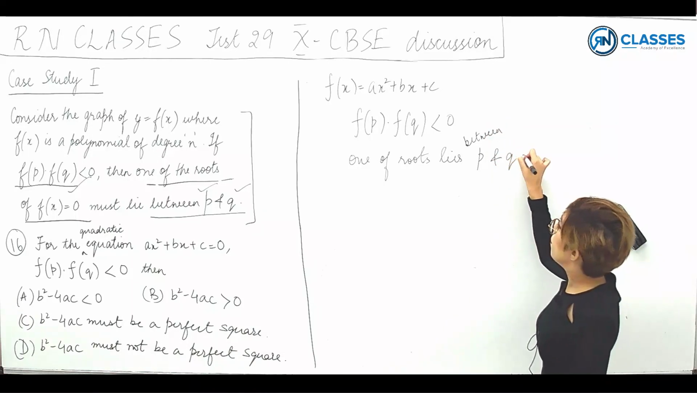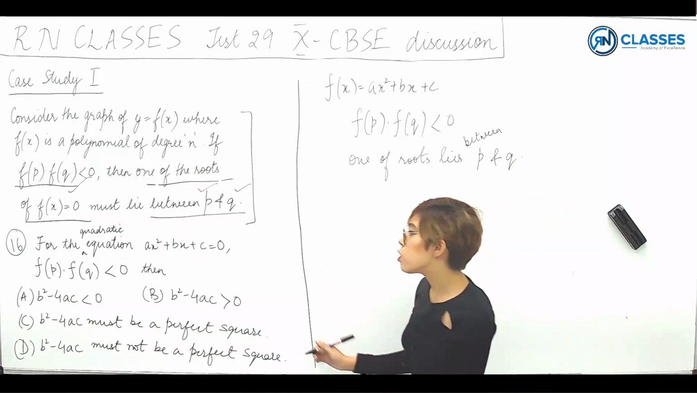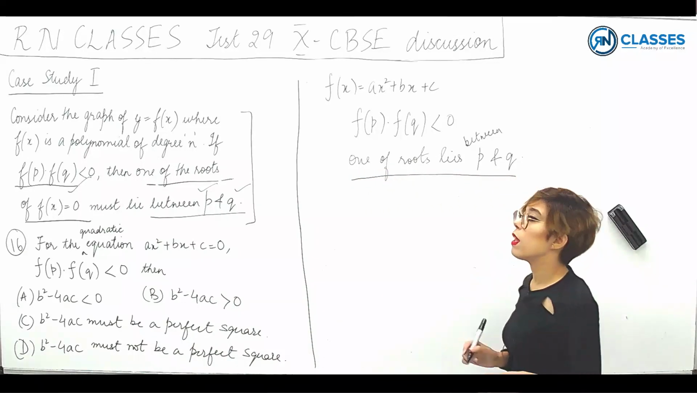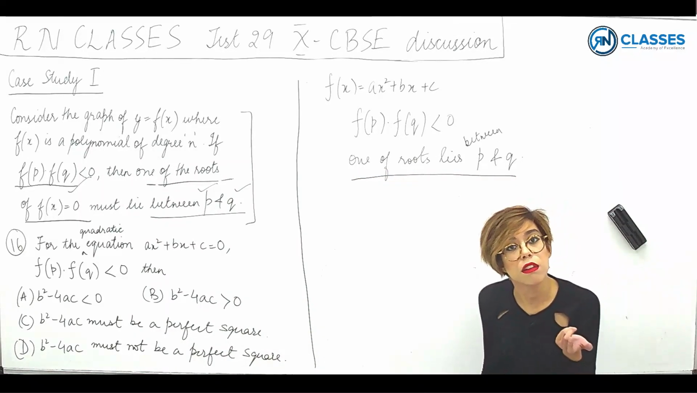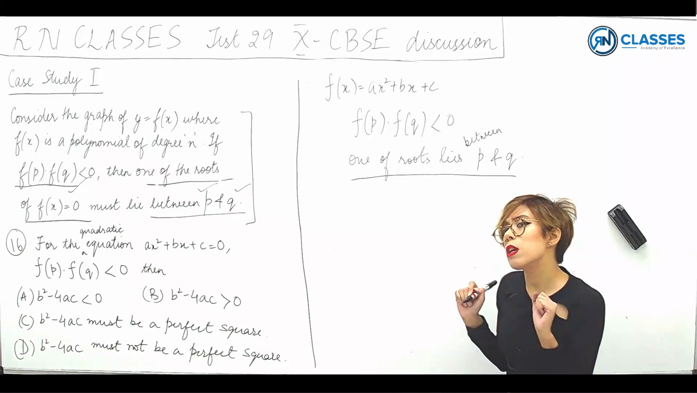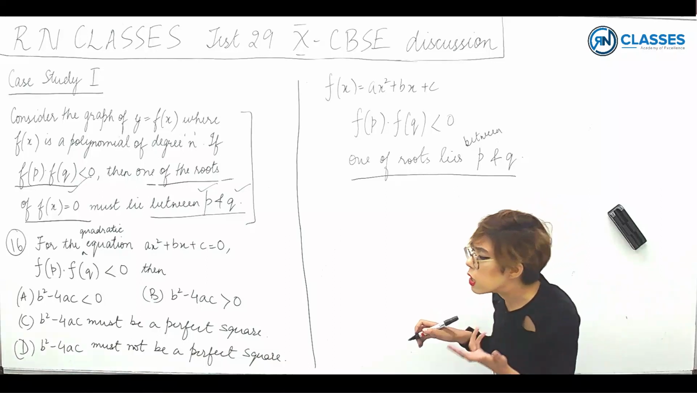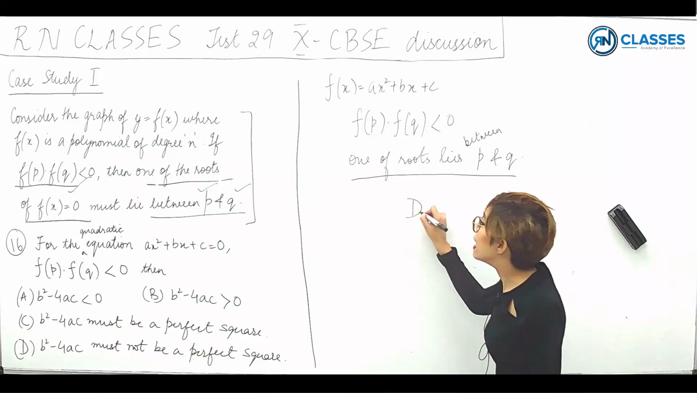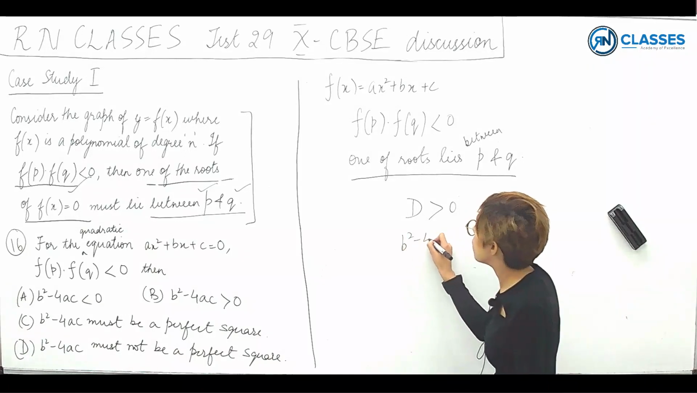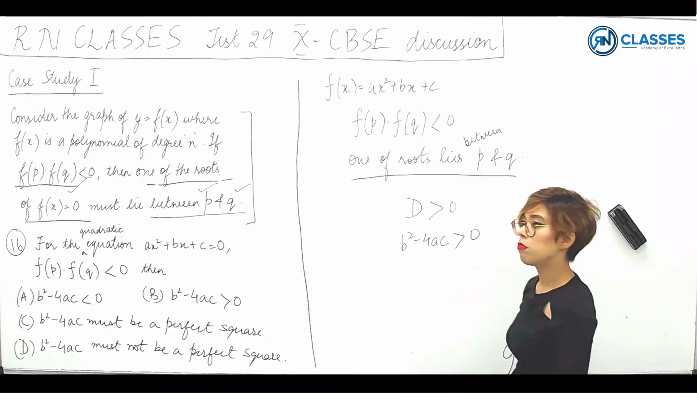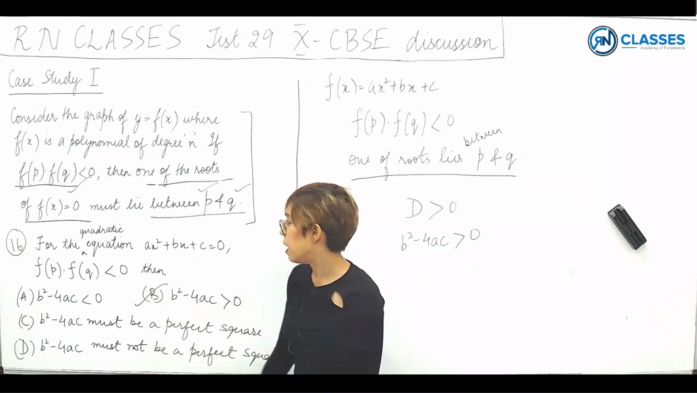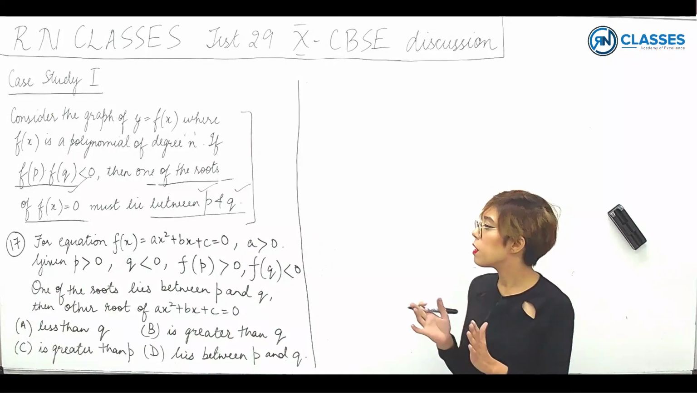P and q, right? And now he is talking about the discriminant. Now first of all, one of the roots lie between p and q. That means roots must be real, right? Now, roots must be real. So what can we say about the discriminant? That discriminant should be greater than 0, right? Or I can say b square minus 4ac is greater than 0, since I know that roots exist. So that means option B is the correct one. Alright, so the next one.